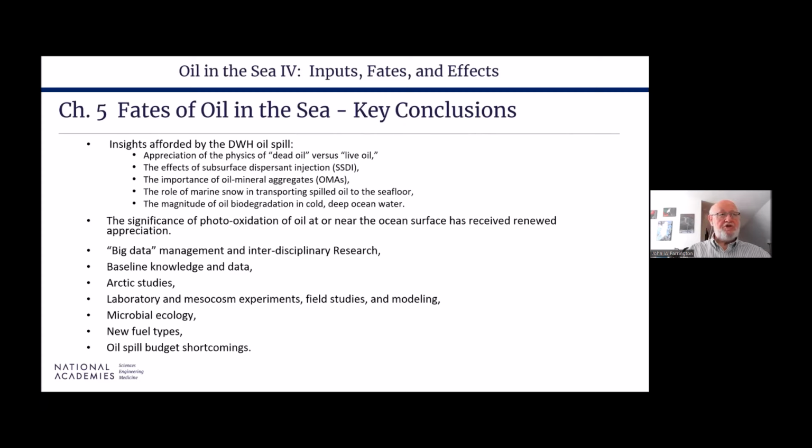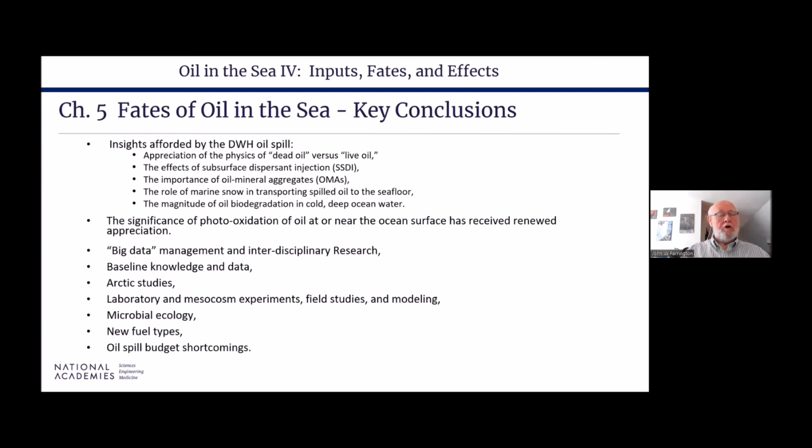Another point we raised is the issue of having adequate baseline knowledge and data ahead of time in key areas where you might have a higher probability, even though the probabilities are low, of oil spills. The issue is that we realize that baseline knowledge is not static. We are dealing with evolving baselines. Just think about sea level rise in relation to various situations in the coastal oceans of the world. Scott talked about Arctic studies, and we emphasize there needs to be continuing investigation of key issues related to oil spills in the Arctic. The whole question of laboratory and mesocosm experiments, field studies, and modeling, and how do you effectively bring those together interactively?